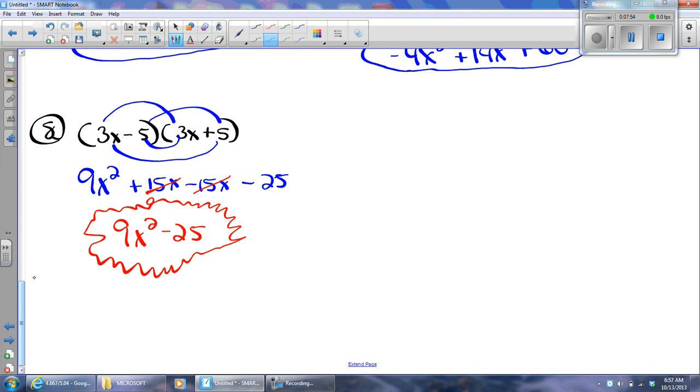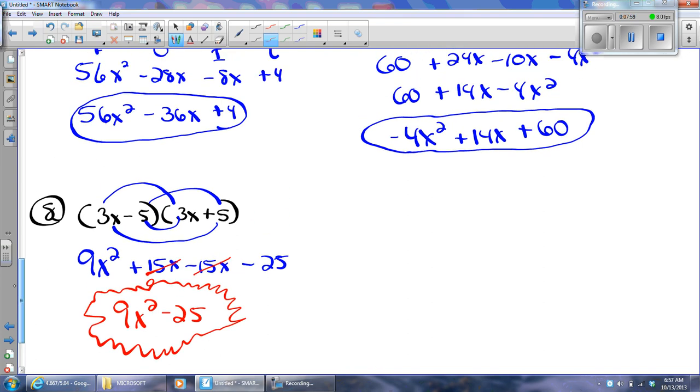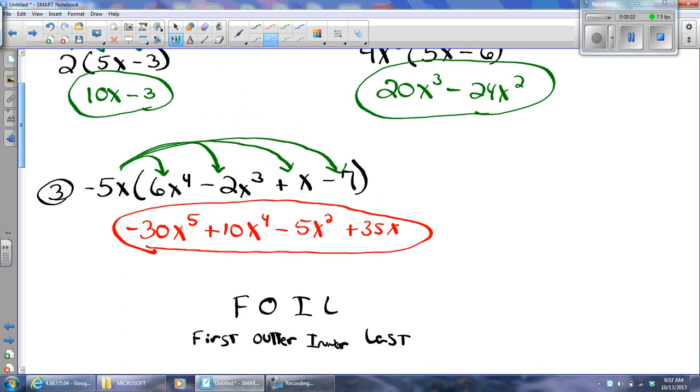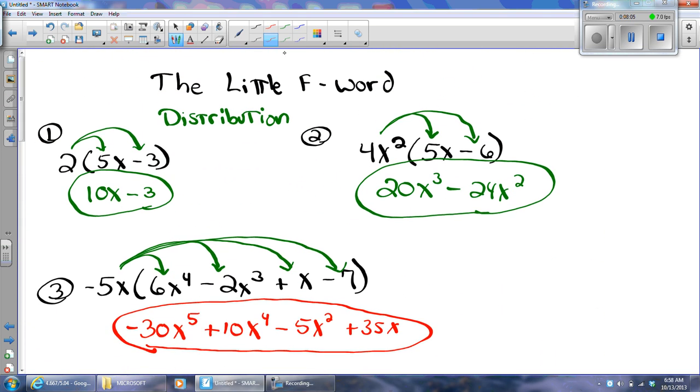All right, well, that is the little f word, or foiling. If you need to rewatch it, go ahead. But it shouldn't be too difficult. You're just double distributing. You're distributing twice.